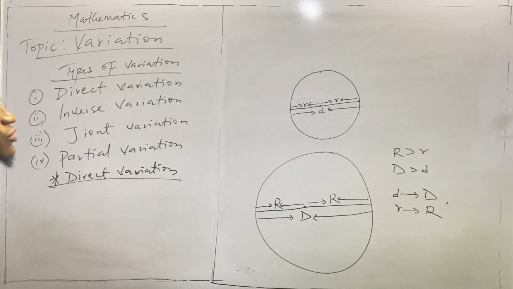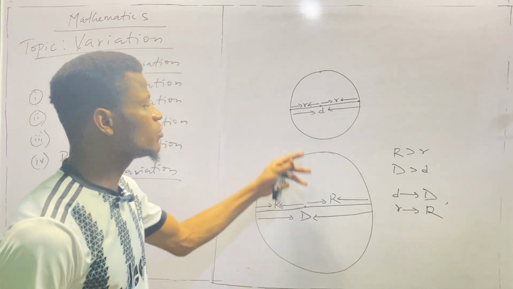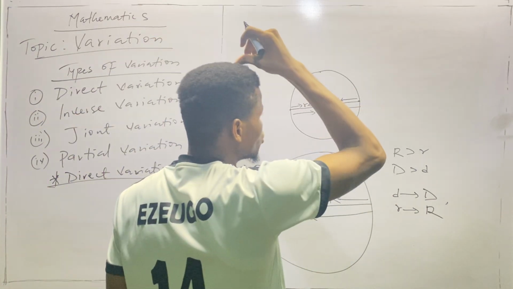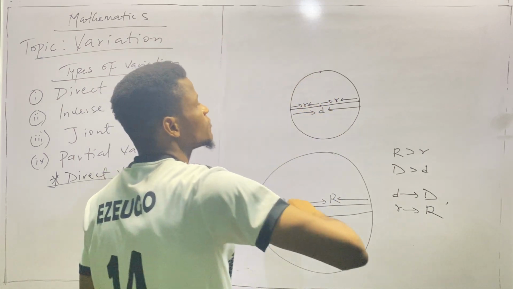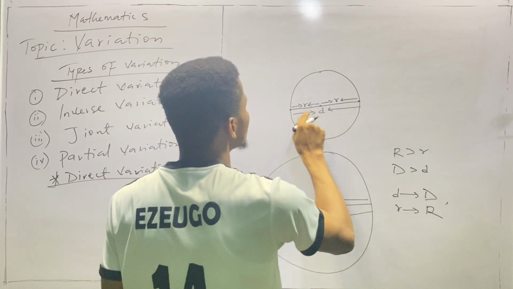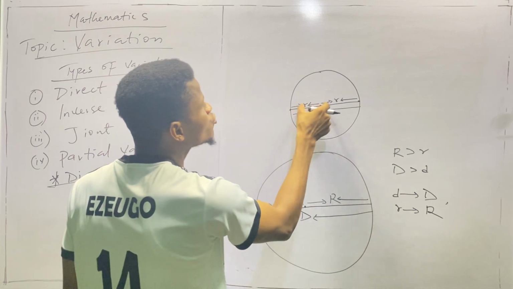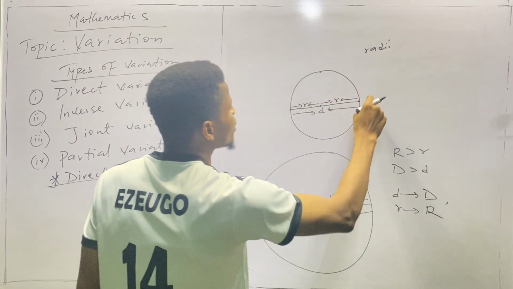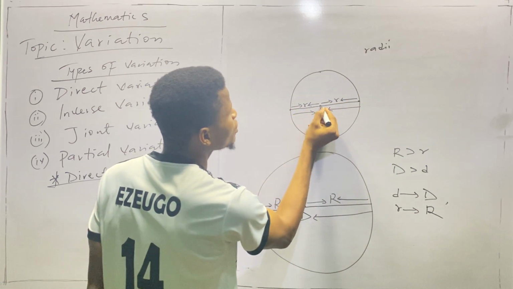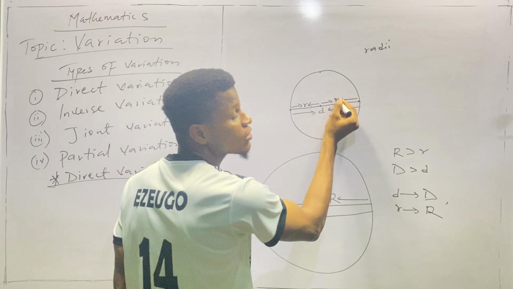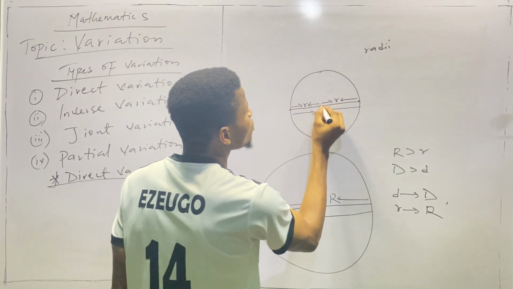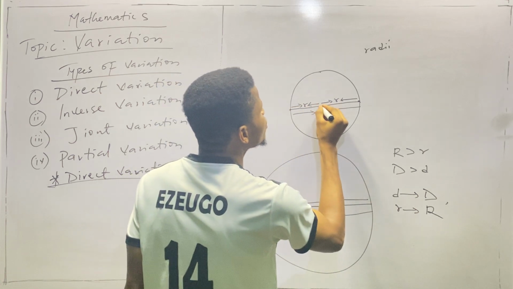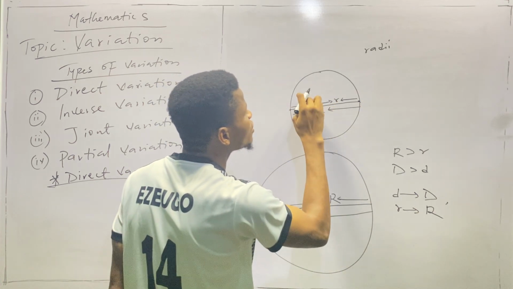Now, what is direct variation? Now, this relationship, let me go back to this circle. If you look at this, you will realize that the diameter here is the sum of the two radii. Remember, the plural form of radius is radii. It's the sum of the two radii, because from here to here is one radius, from here to here is another one radius. Then from here to here plus from here to here is the diameter. So you realize that from here to here plus from here to here, which is the diameter, is the two radii.